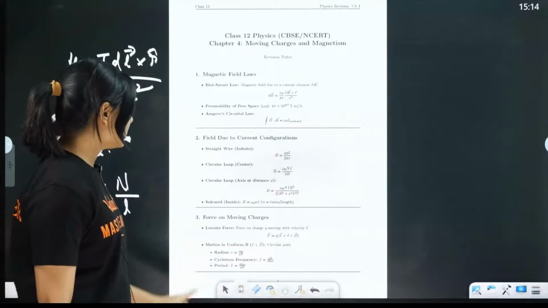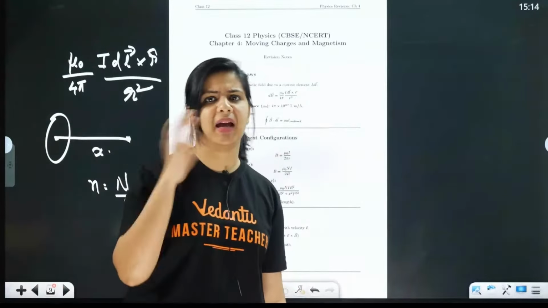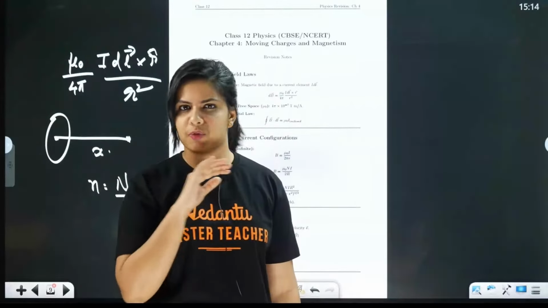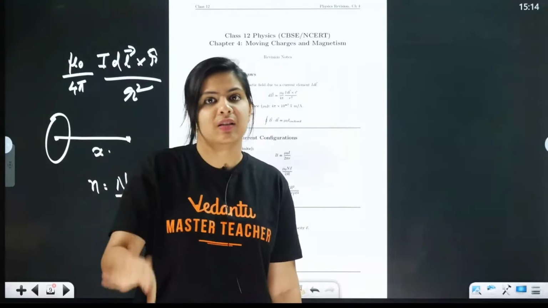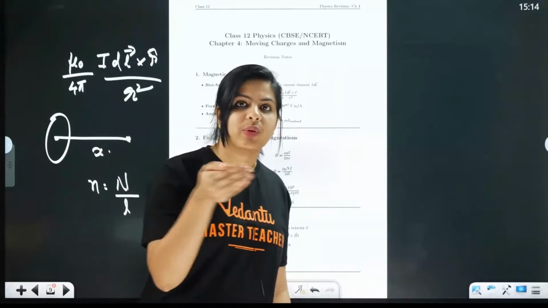Understood? Next, we are projecting a particle in a magnetic field. If it is in the same direction, parallel or anti-parallel, it will not experience a force, because theta is 0. Okay, v cross B becomes 0. That means it will move in a straight line.